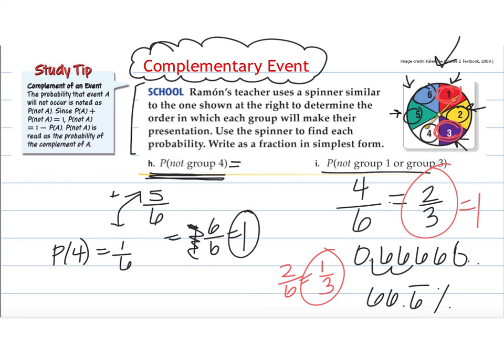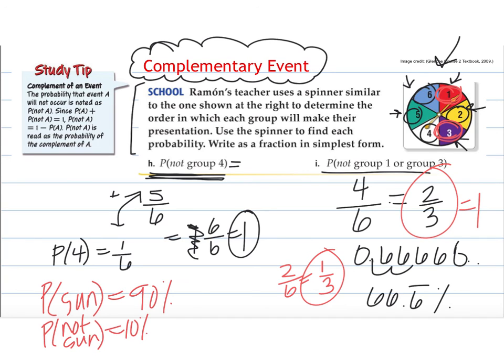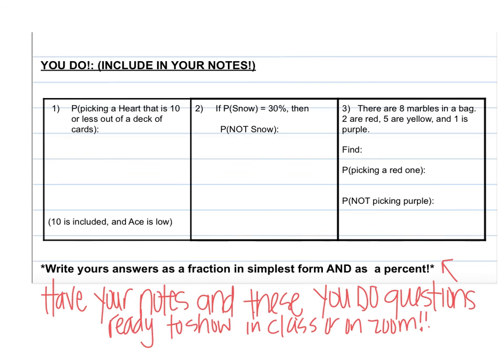And another example that I like to use is the weather. Sometimes they might say that the probability of it being sunny tomorrow, because we all like sun, is 90%. So then I know that the probability of it not being sunny would be 10%, because these have to equal 100%, because the probability of something happening plus it not happening equals 100%.